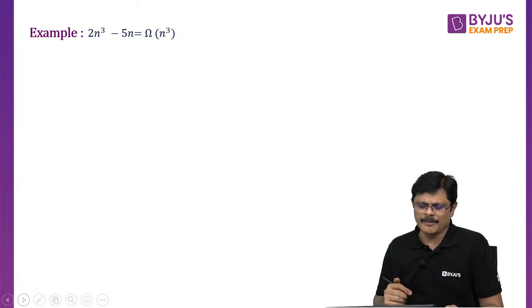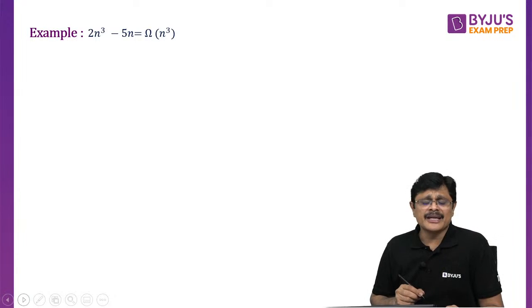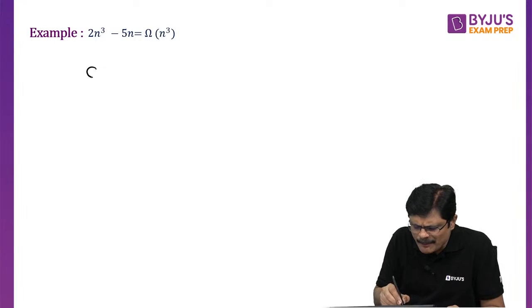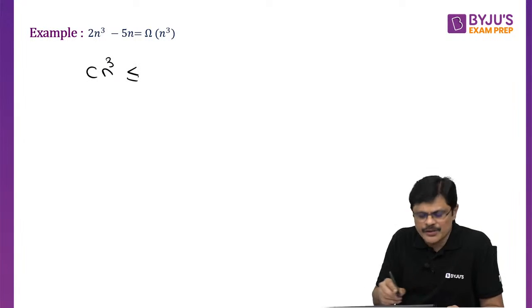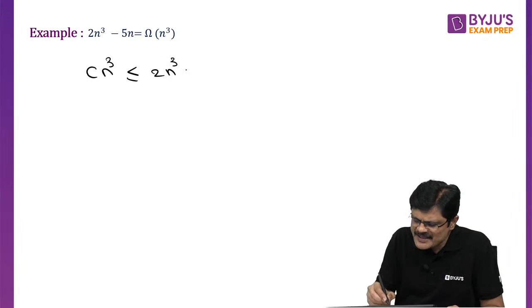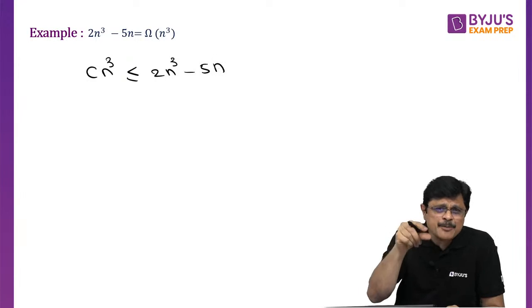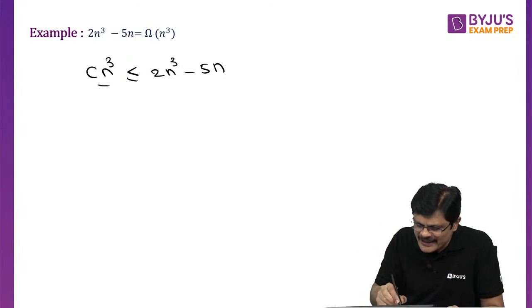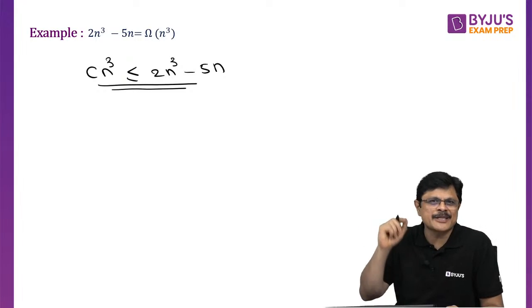Let us take one more problem. 2n cube minus 5n is big omega of n cube. You want to prove this. What do you mean by this? Again, same thing, sir. We have to prove some constant times n cube is less than or equal to 2n cube minus 5n. So you have to find a c, and corresponding to c, you have to find an n naught. After that n naught, this condition must be satisfied.